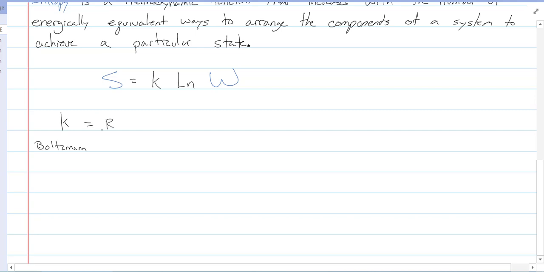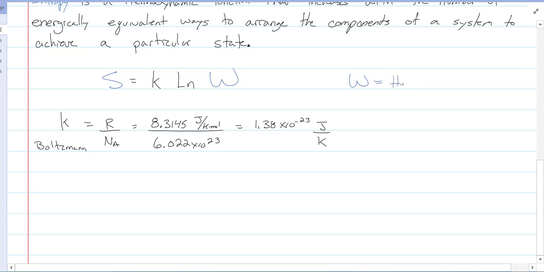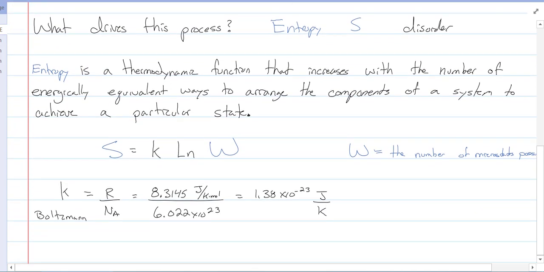And that happens to be R over NA, which is 8.3145 joules per Kelvin mole, over 6.022 times 10 to the 23rd. And so that happens to be 1.38 times 10 to the negative 23 joules per Kelvin. That's the Boltzmann constant. W is equal to the number of microstates possible.